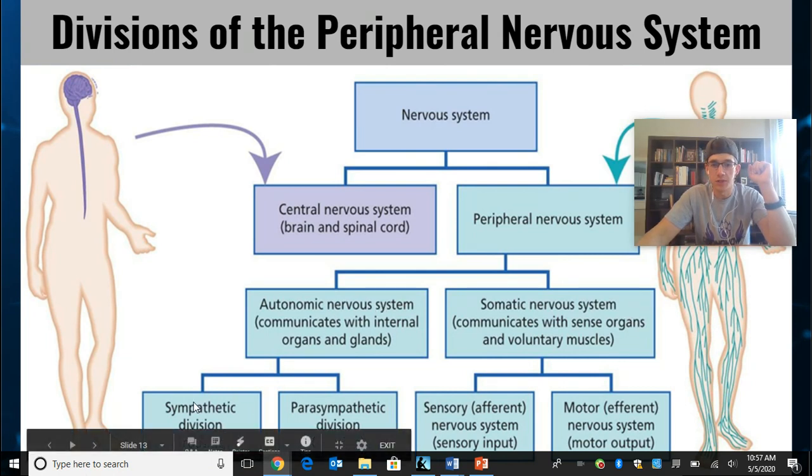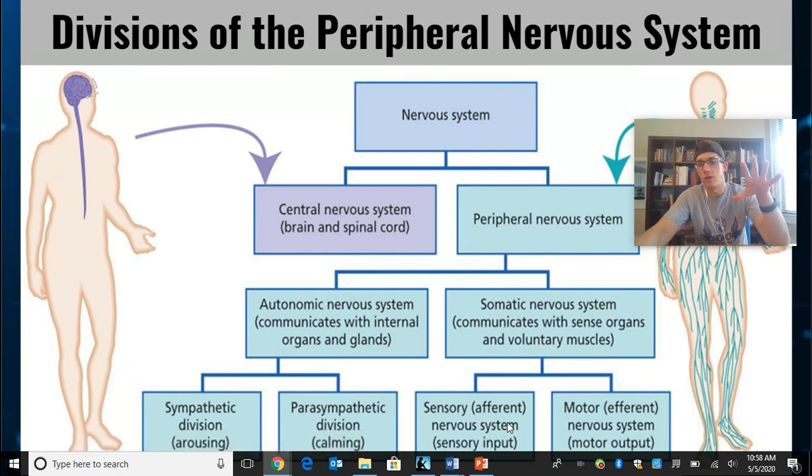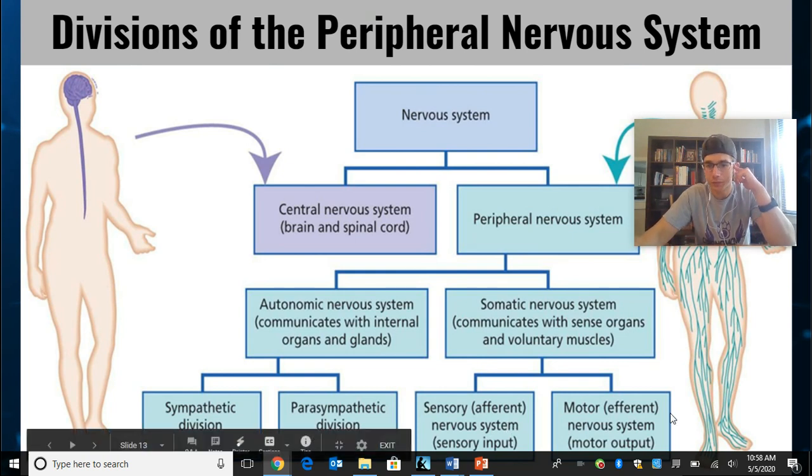Autonomic nervous system, and we'll talk about this next, are sympathetic and parasympathetic. And then for the somatic nervous system, you have sensory nervous system, or afferent neurons, which is a term that maybe you want to add. Those take sensory information in to the rest of your body. So when you touch a hot pan, sensory neurons will take that information to your spine and brain.